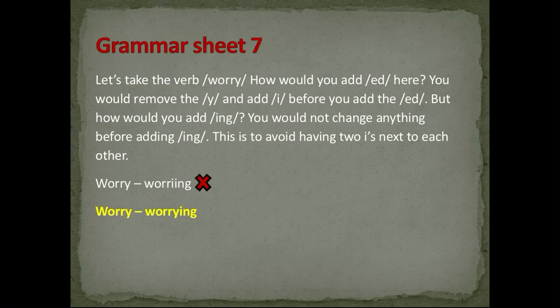Look at this example here. If I have worry, if I change the y into i and then I add -ing, it will be worriing, like with double i. This is completely wrong, okay? So I'm going to do what? I am going to avoid having two i's. I am going to just leave it the same and add -ing, okay? Okay guys, you got me? Worry, worrying. I'm not going to change the y into i because I'm going to have two i's and I don't want that. I want only one i. So this is the right one in yellow. Worry, worrying.